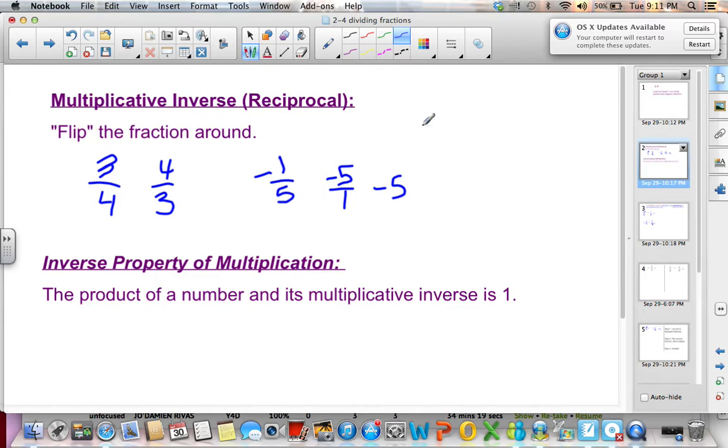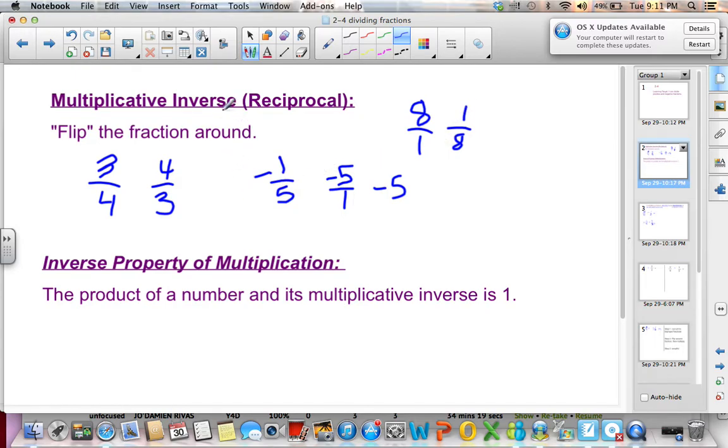If we have 8, our reciprocal would be, because we can make 8 a fraction by putting a 1 under it, 1/8. So any whole number, you would put a 1 under it. The reciprocal would be 1 over that number.